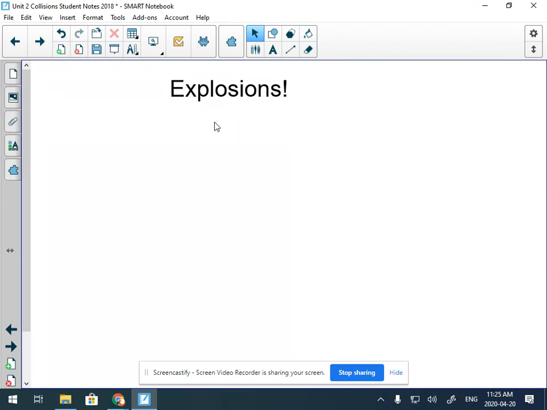Hey, Science 20s, it's time to talk about explosions! Oh, yeah. So, explosions, and the formula for that is found again on page 2 of your data booklet in the top right-hand corner. Now, I'm going to show you one of my all-time favorite videos of an explosion before we start.